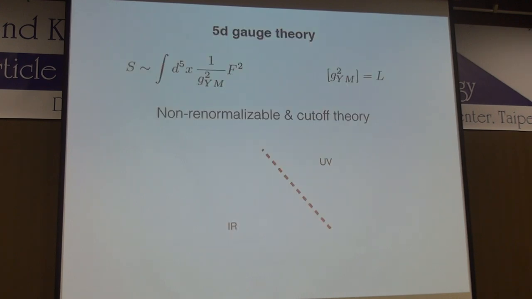So when you think about five-dimensional gauge theory, the first thing that you probably have in mind, including the phenomenologists, is that there's a gauge coupling, which is dimensionful. So in general, it's not renormalizable. So it's not very interesting, or it is a cutoff theory, and UV and IR are not well connected. So you make this cutoff.